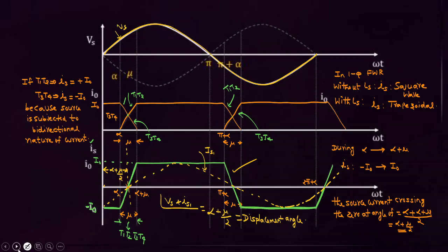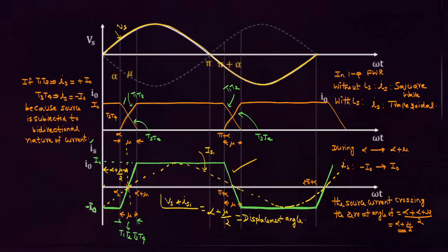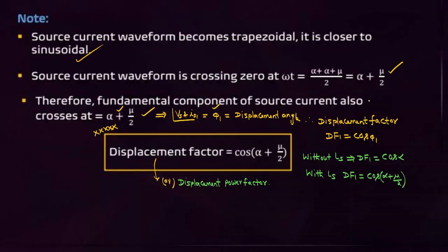Now we have to calculate how much voltage is reduced due to source inductance effect. Before that, concentrate on this point also. The source current waveform becomes trapezoidal, closer to sinusoidal. The source current waveform is crossing 0 at omega t equal to alpha plus mu by 2. This is the crossing point.